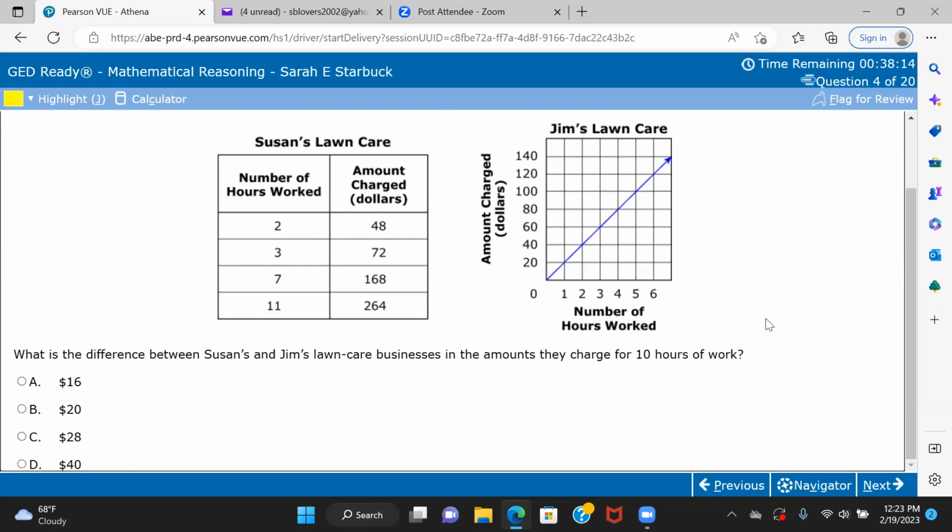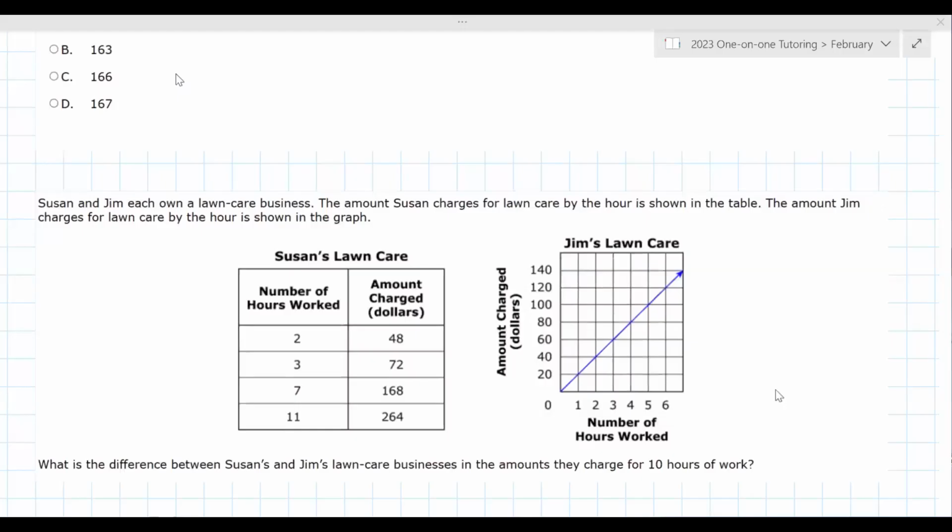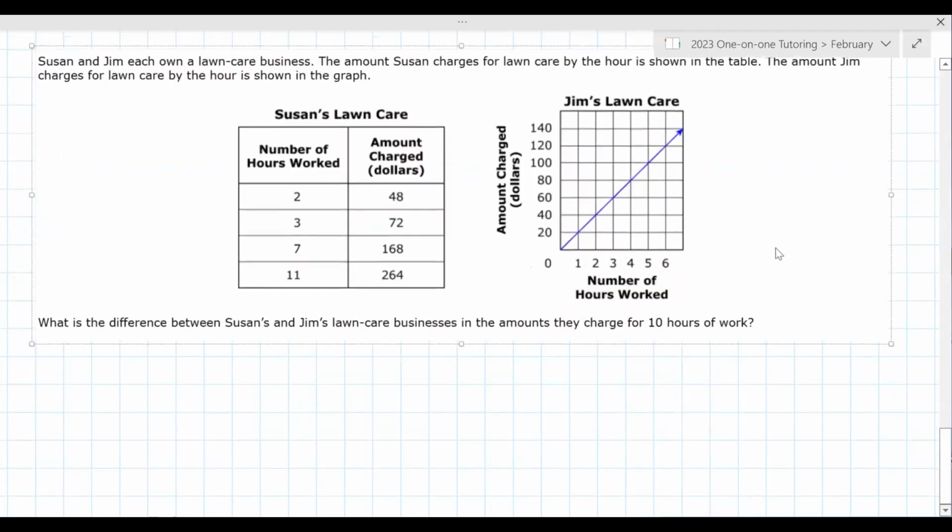This is probably the toughest question we've seen, because it's kind of indirect in how they're asking you to approach it. Right. This one I'm gonna have an issue with. Okay, so let me share my screen here and we'll take a look together. Okay, so what we're trying to figure out is the difference between the amount they charge for 10 hours of work. And sometimes you want to solve a simpler problem, like what would the difference be for 1 hour of work? Right. And for Jim, we can pretty clearly see that for 1 hour, he charges $20.